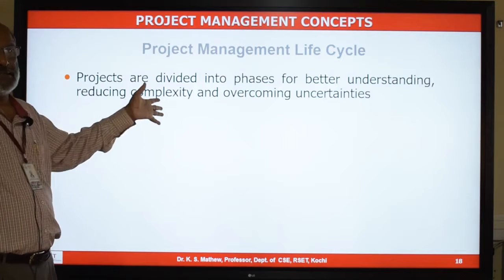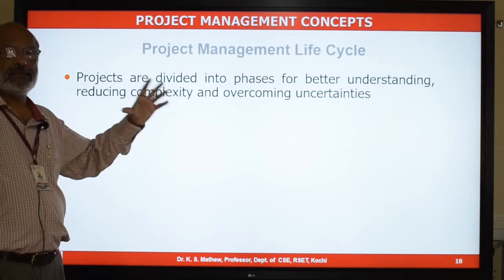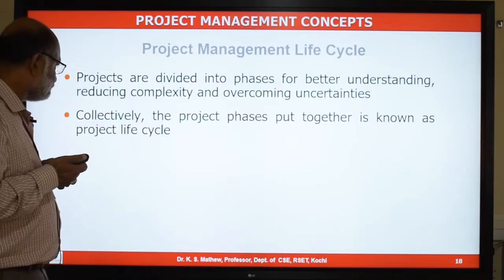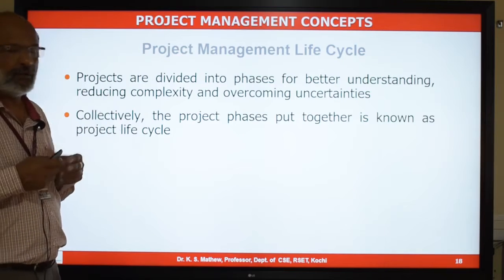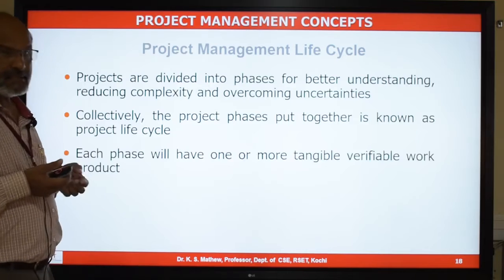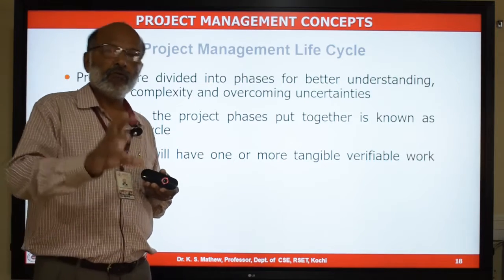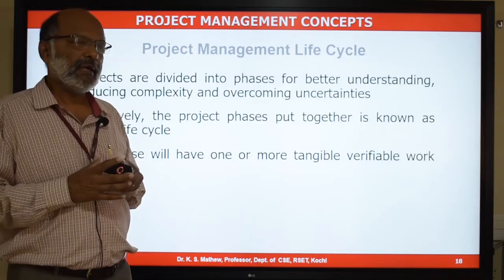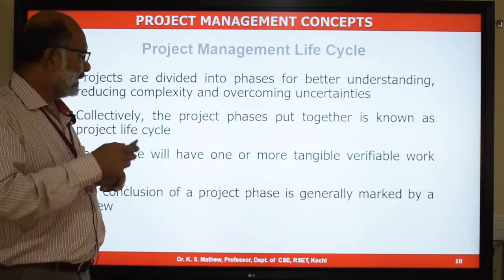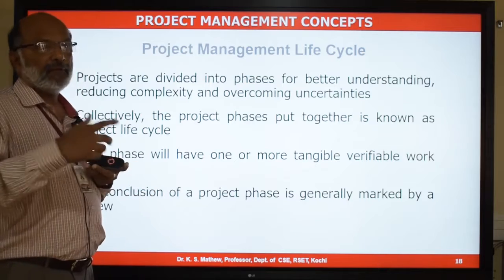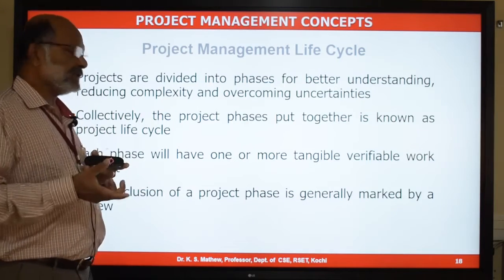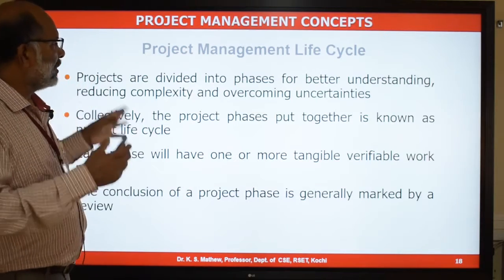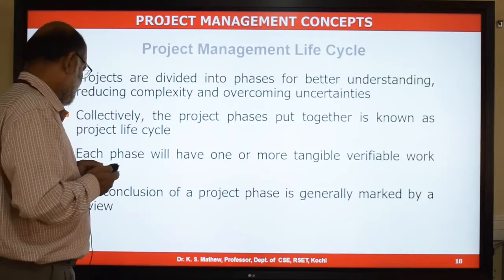So you will have multiple phases in the project life cycle. Collectively, all the phases together are called the project life cycle or project management life cycle. Each phase will have one or more tangible, verifiable work products. At the end of a phase, you will get these work products, and the end of a phase is marked by the verification or review of this work product. That ends that phase, and then you go to the next phase.